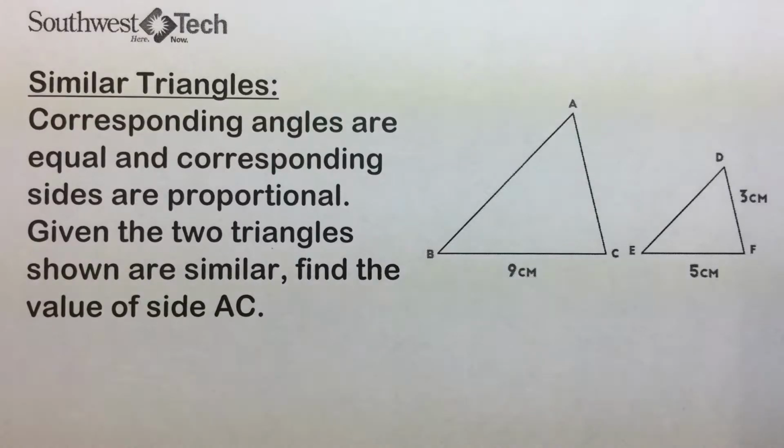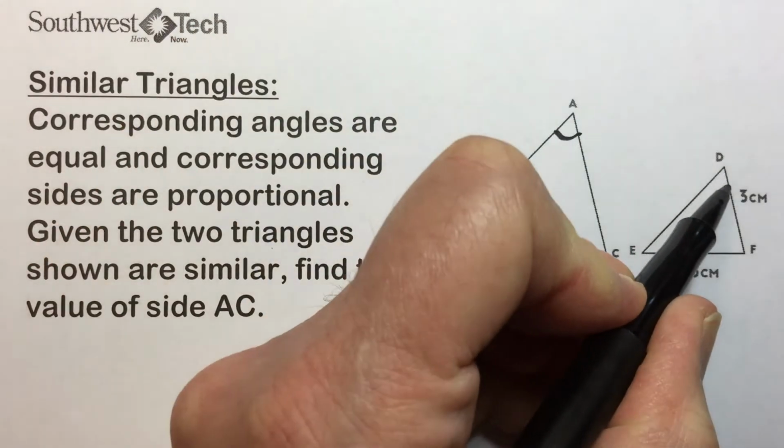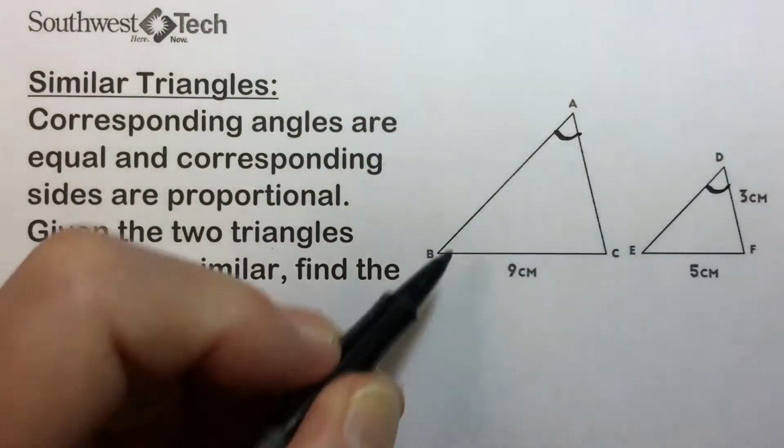In geometry, if two triangles are similar, then their corresponding angles are equal and corresponding sides are proportional. Given the two triangles shown are similar, find the value of side AC. So they're telling us these two triangles are similar, which would mean angle A corresponds with D and is equal.